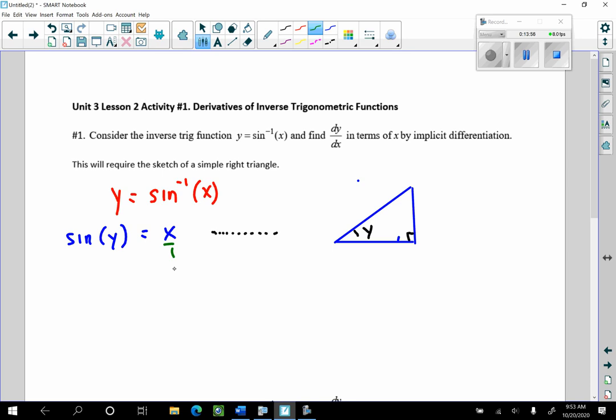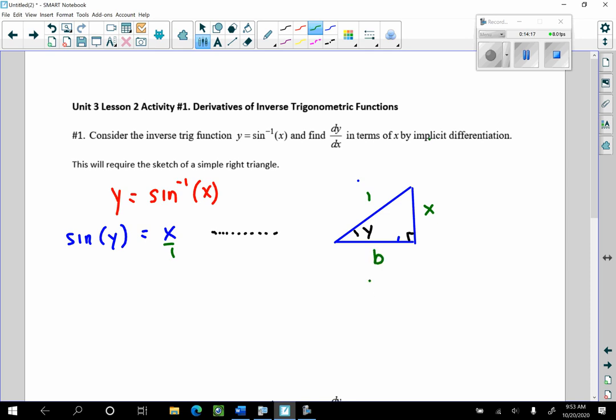So this guy right here is going to be x. That length is going to be x. That length is going to be 1. And guess what I'm going to do? I'm going to use some basic geometry, and I'm going to solve for that side length. You'll find out why I want to solve for that side length in a minute. And I'm simply going to let that side length be b.